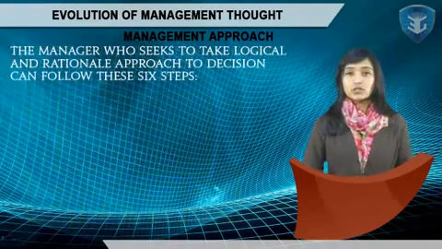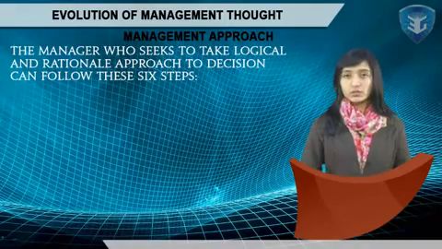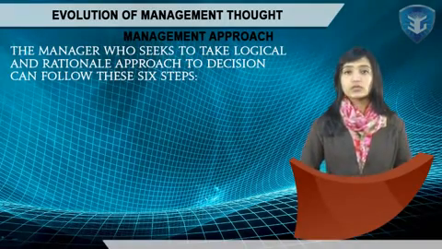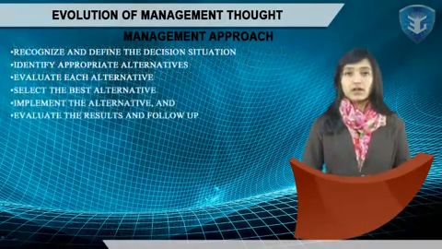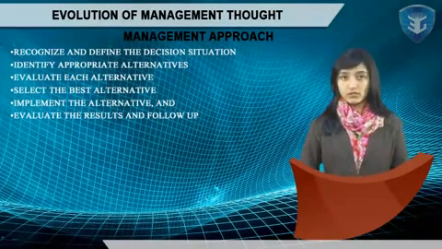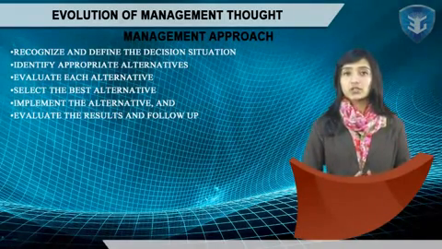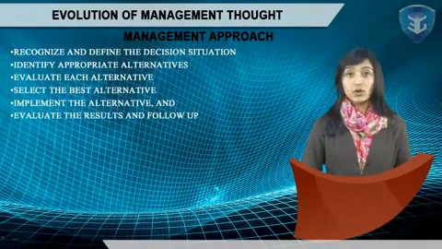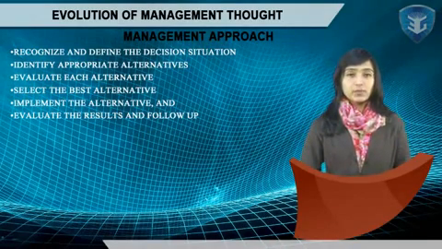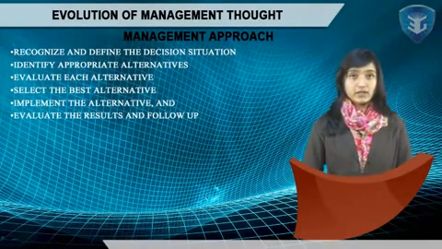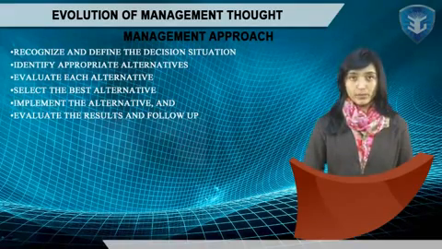The manager who seeks to take a logical and rational approach to decisions can follow these 6 steps. Recognize and define the decision situation, identify appropriate alternatives, evaluate each alternative, select the best alternative, implement the alternative, and evaluate the results and follow up.